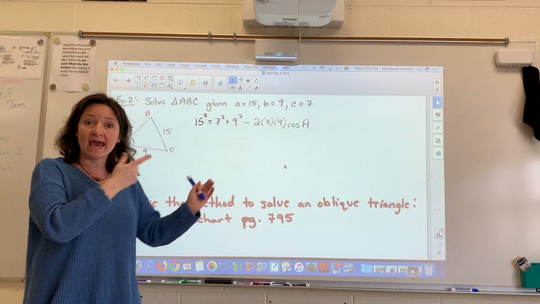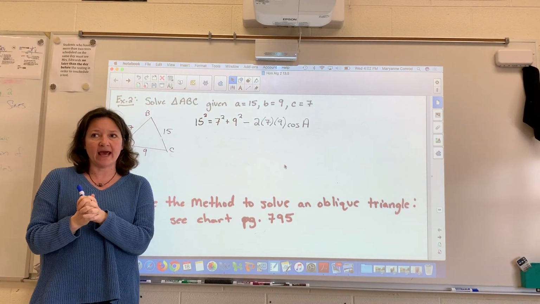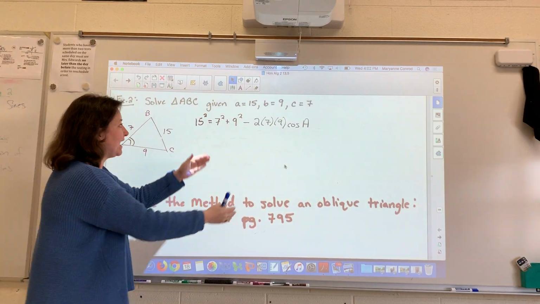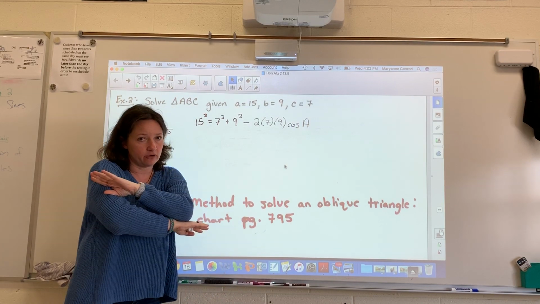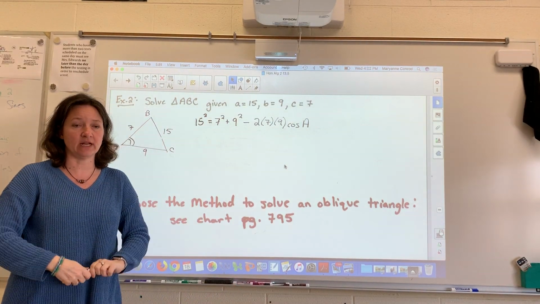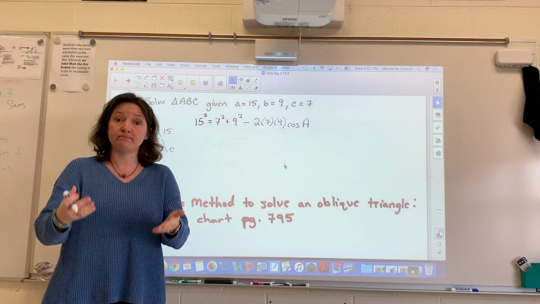Now what's different about this example from the one we just did? We don't know the angle this time. So when you don't know the angle, it's a little bit different how we have to simplify it. We can't put this entire side in your calculator. Cannot do that like we did on the last one. We have to actually simplify this in pieces.